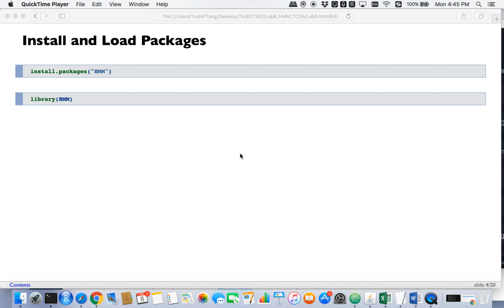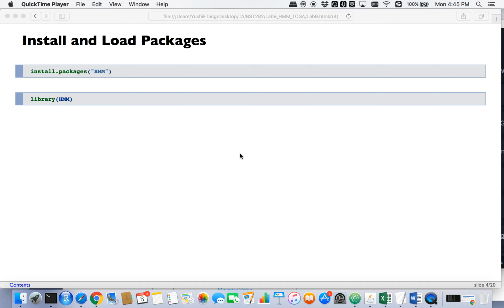Back. So now it's the second part about our lab 9. In the first part, we have already gone through the basic concepts about the hidden Markov model and also the key questions the hidden Markov model is going to answer. Now I'm going to lead you through some examples to get in touch with the actual application.